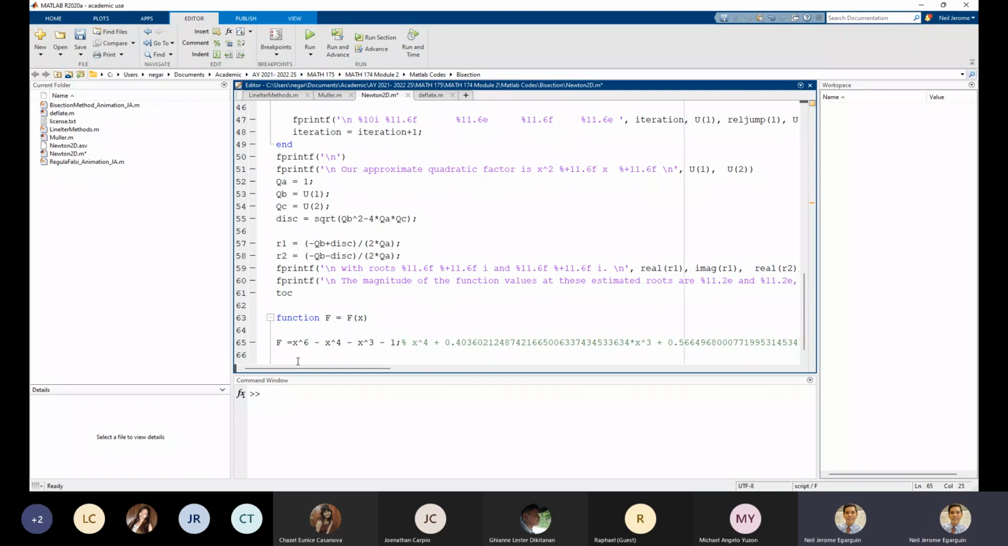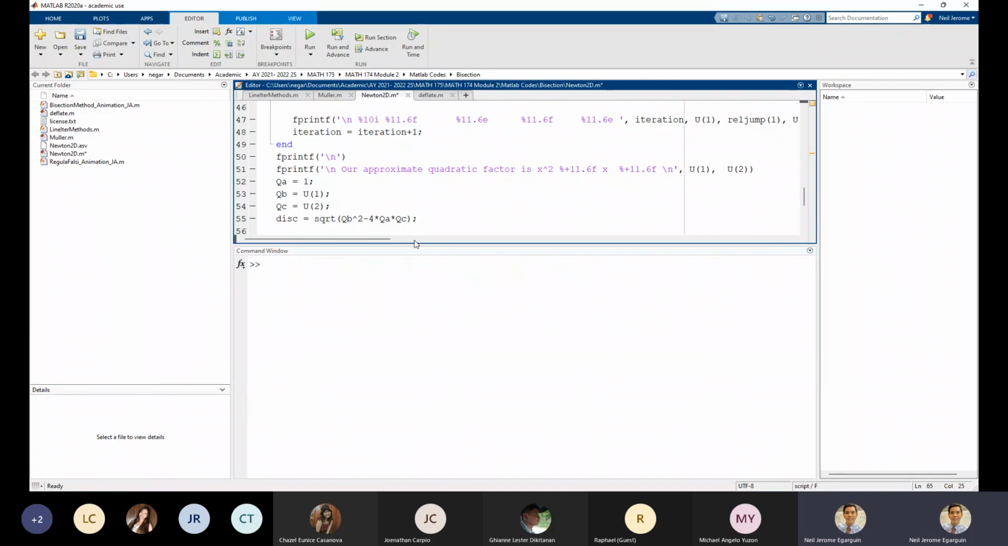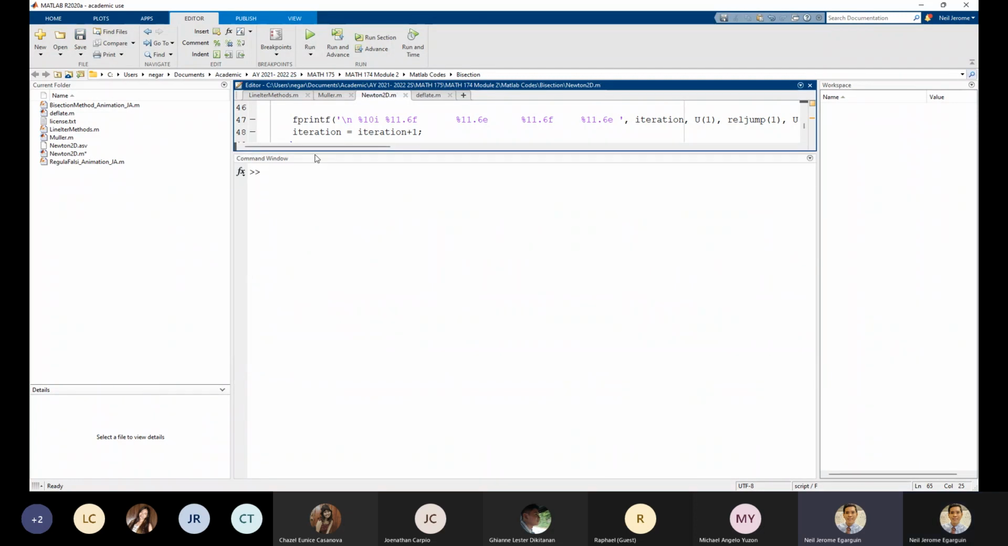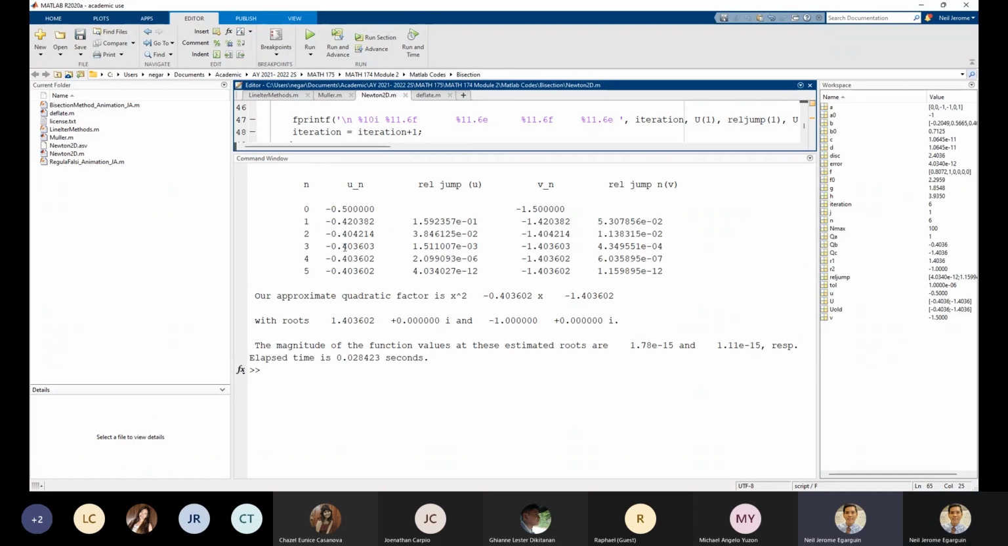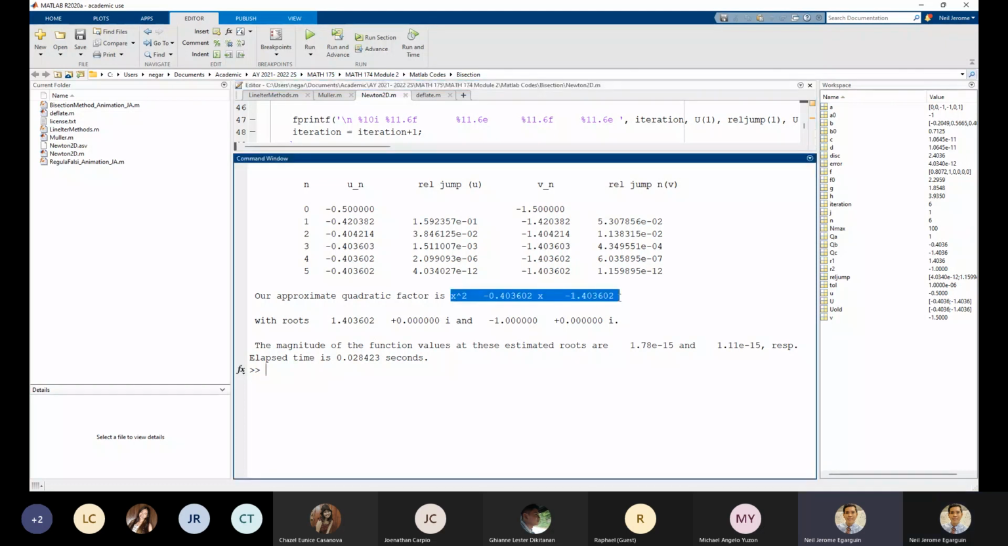Okay. Now, sige, i-run natin. Tingnan natin kung ano yung ibibigay niya. Okay, so run ko lang yan. Okay. And I hope this is the one that is on the handout. Dapat tama yan. Okay, let me see. Okay, there you go. Nagmamatch siya dun sa result dun sa module.